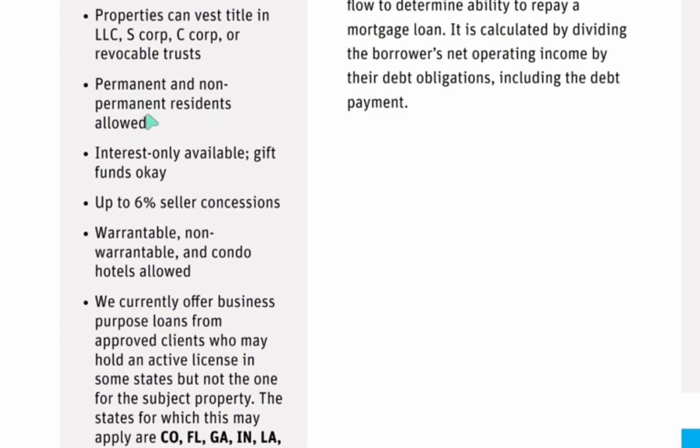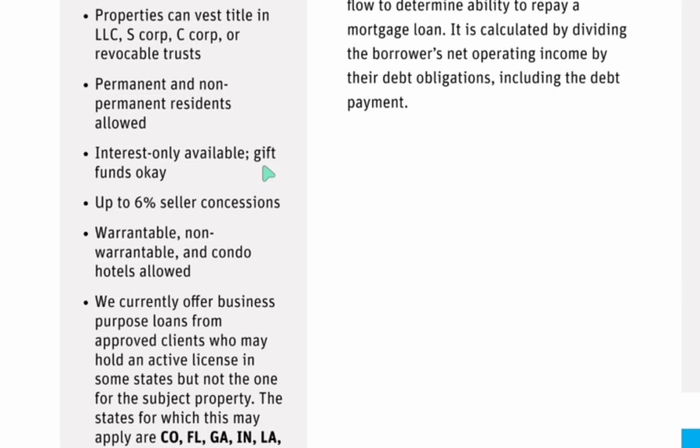Now, what type of borrowers are allowed to close on these types of properties? Well, U.S. residents, permanent and non-permanent residents are allowed to close on these types of loans. Also, interest-only loans are available and gift funds are okay. So what does that mean? It means that a family member can give them the funds they need for the down payment, which is really a huge benefit to anybody that wants to invest.